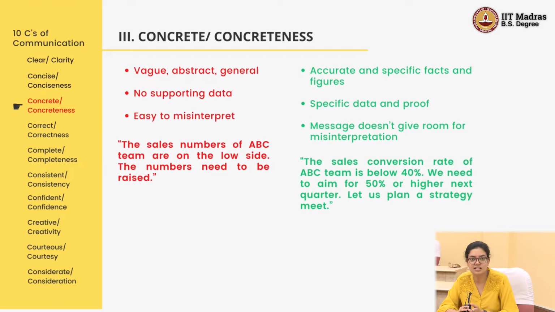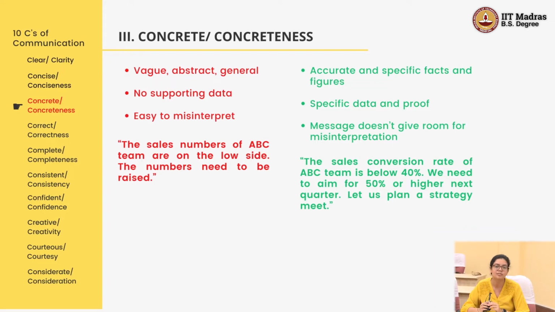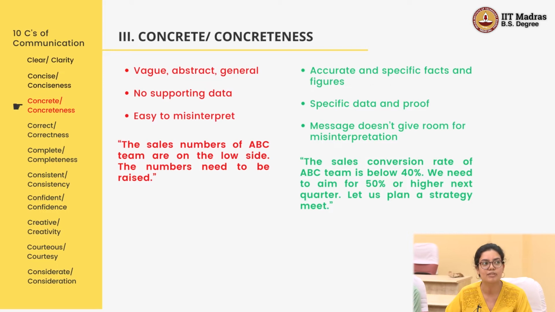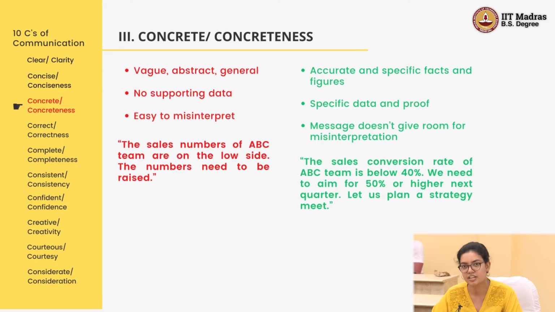Another one of the important C's in communication is concreteness in the information that we give. Instead of giving vague, abstract information, it is always better to be accurate and specific, especially in workplaces. Always have data and proof to support your statement, to avoid misinterpretation and to avoid vagueness. So instead of saying that the sales numbers of the ABC team are on the low side and the numbers need to be raised, it would be better to be more specific and say that the sales conversion rate of the ABC team is below 40%. We need to aim for 50% or higher in the next quarter. Let's plan a strategy meet. Always try to be more specific and accurate with the data.